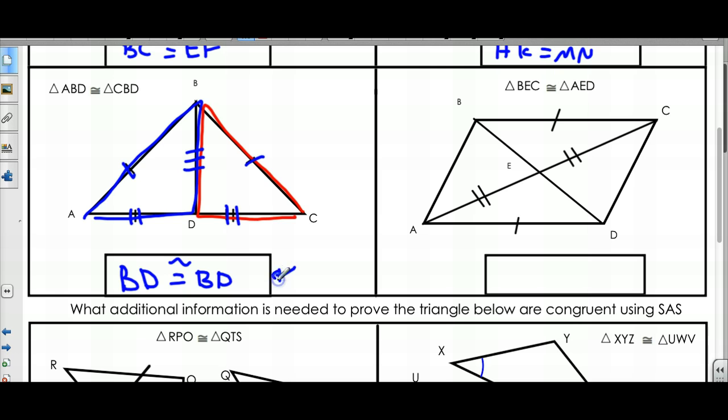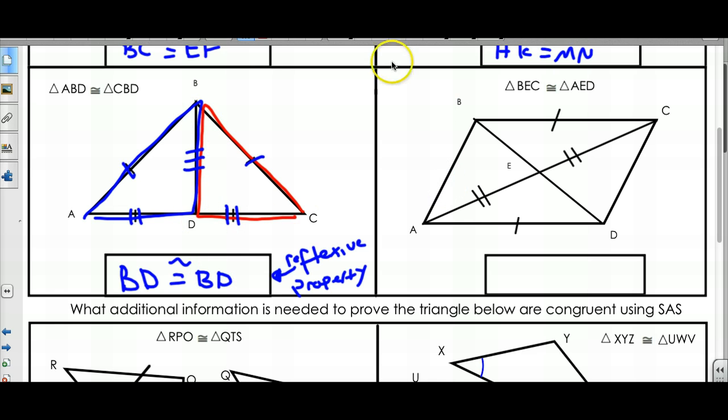And just for future reference, we'll come back to this, but this is called the reflexive property. And the reflexive property is just that something is equal to itself. So 5 is equal to 5 is the reflexive property, or BD is congruent to BD.